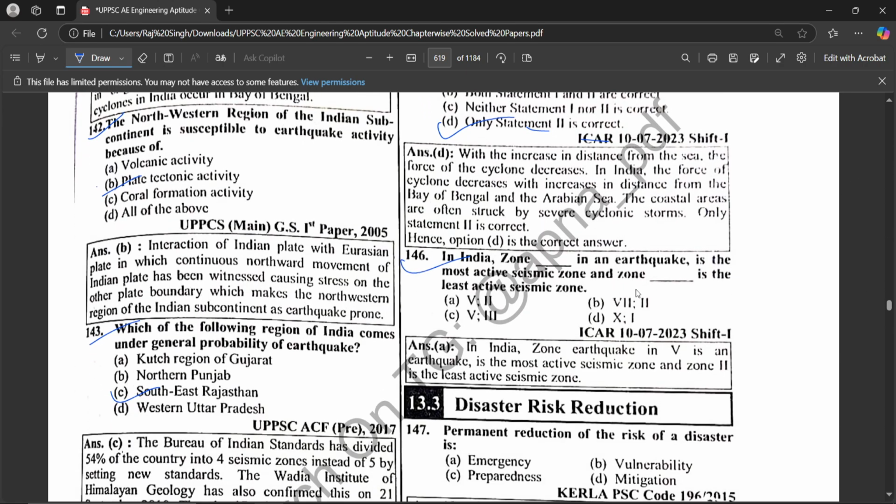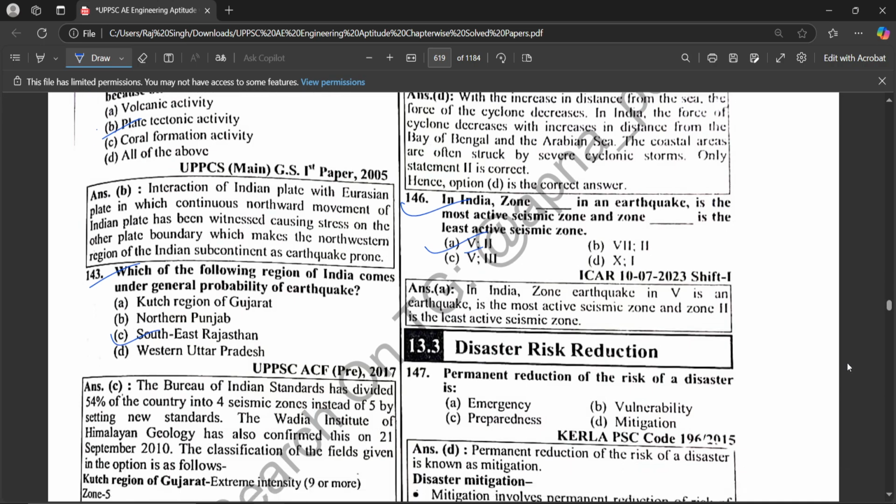In India, zone 5 in the earthquake map is the most active seismic zone and zone 2 is the least active. Hence, zone 5 is the most active and zone 2 is the least active seismic zone.